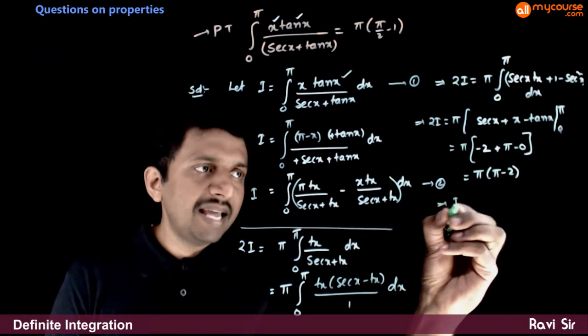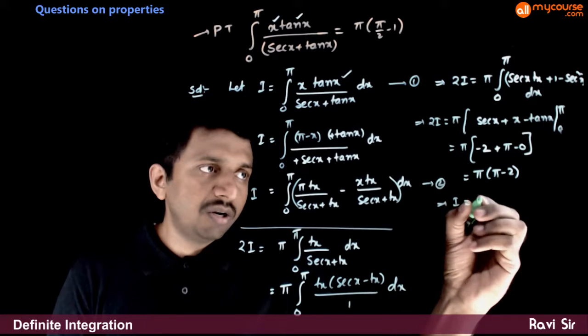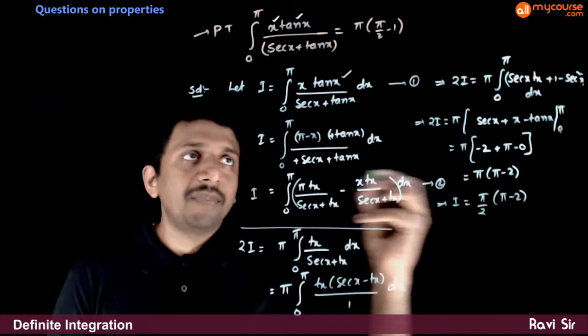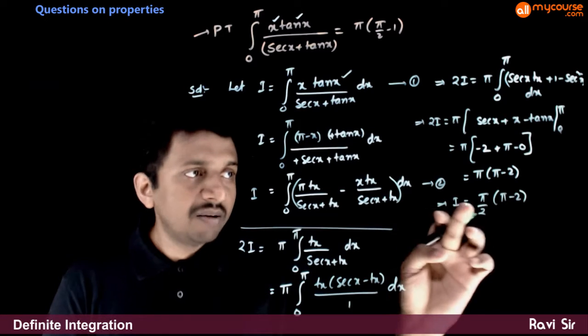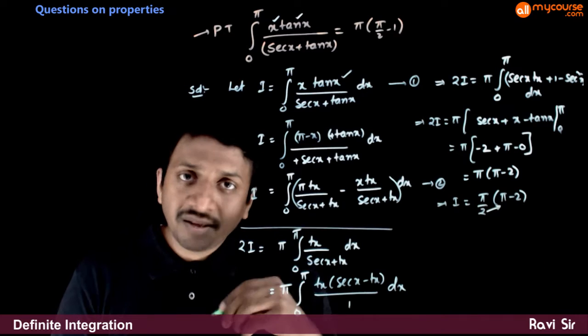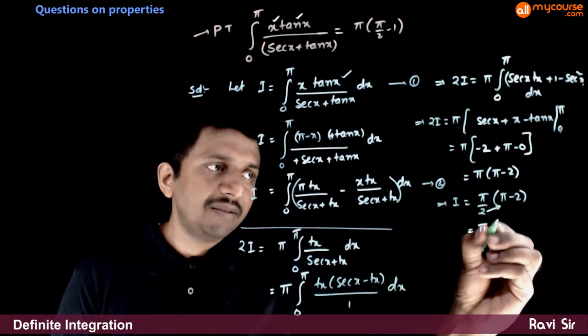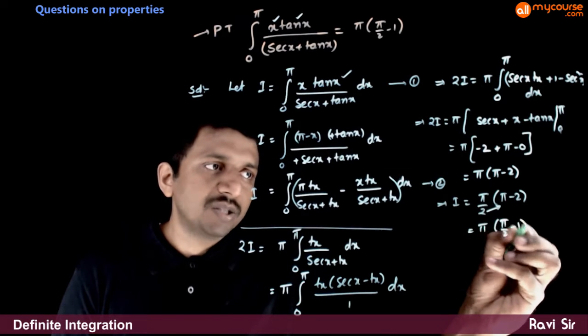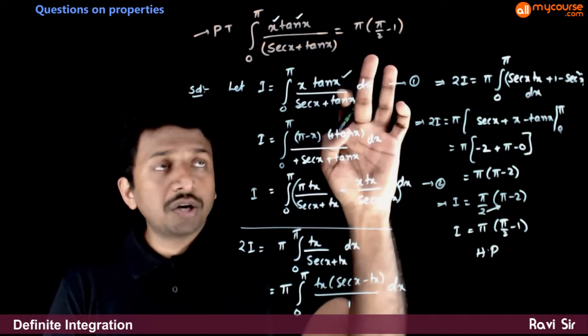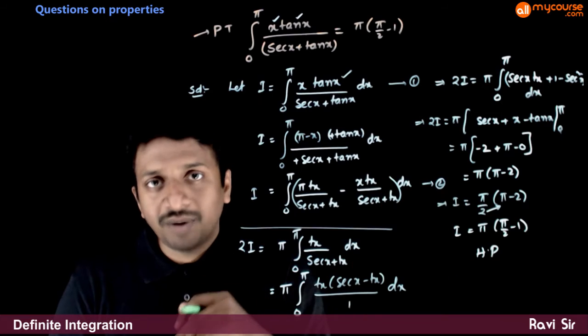This implies I is equal to, if you bring this 2 into the denominator, pi by 2 times pi minus 2. If you send this 2 into the bracket, you get pi times pi by 2 minus 1. Hence proved. That's what you're asked to prove: pi times pi by 2 minus 1.